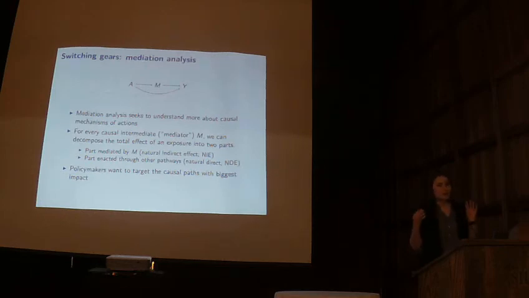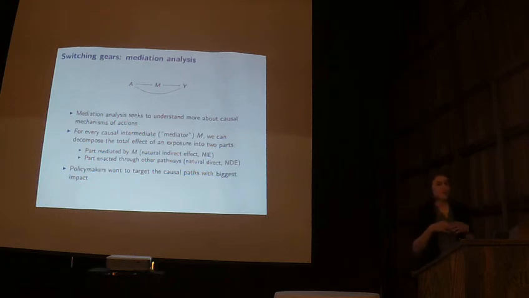So for every causal intermediate, every way that A is having its effect on Y, we could decompose the overall effect, its total effect, into the part that happens through M and the part that doesn't happen through M. Which just seems like such an obvious thing to say, but those have names. Those are natural indirect and natural direct effects.